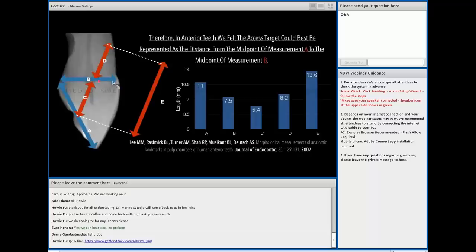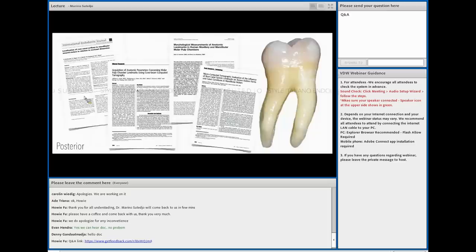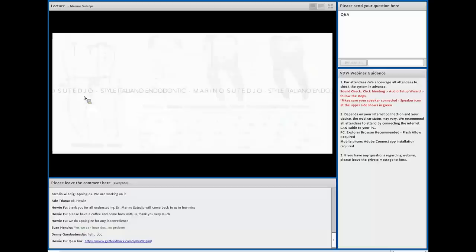And usually the target area, according to this journal, we need to take from this B line. The B line is the cemento-enamel junction from the labial to the palatal, and this is the A line. Take the midpoint in the B section, and take the midpoint in the A section, and this is usually the C line. This is usually the depth of the entrance of the pulp chamber of the anterior teeth.